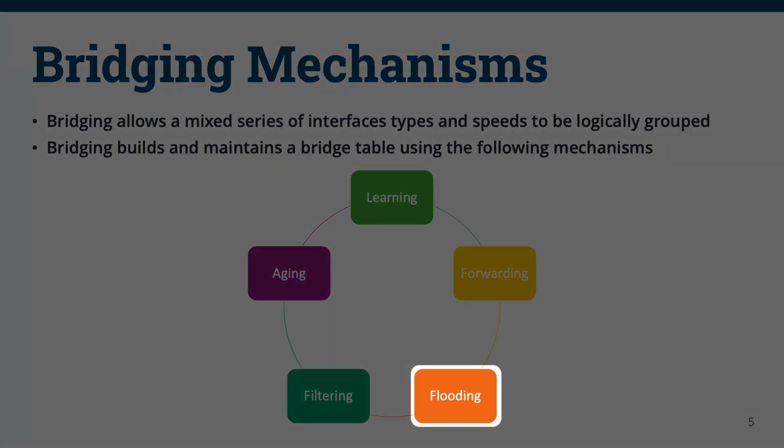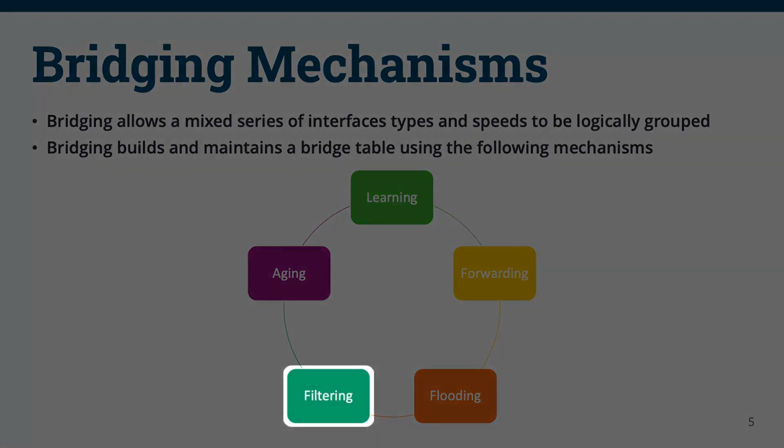Flooding is the mechanism by which a bridge forwards a frame out all interfaces within the same broadcast domain. This occurs naturally for broadcast frames, though can also occur with unicast frames, where the destination is unknown, or sometimes multicast frames when the switch is not configured to handle multicast traffic otherwise.